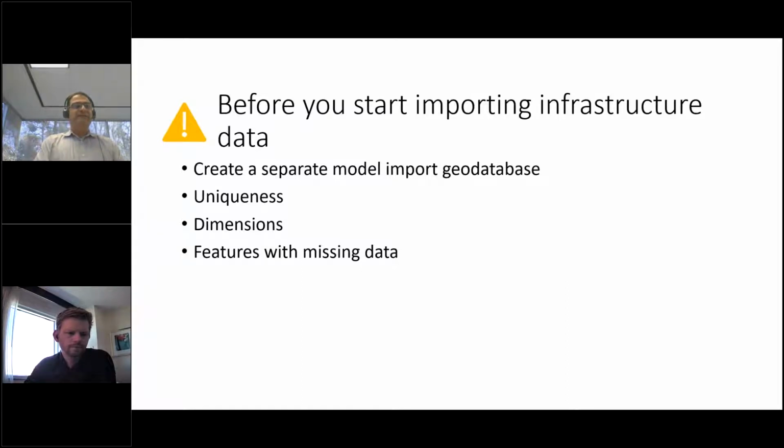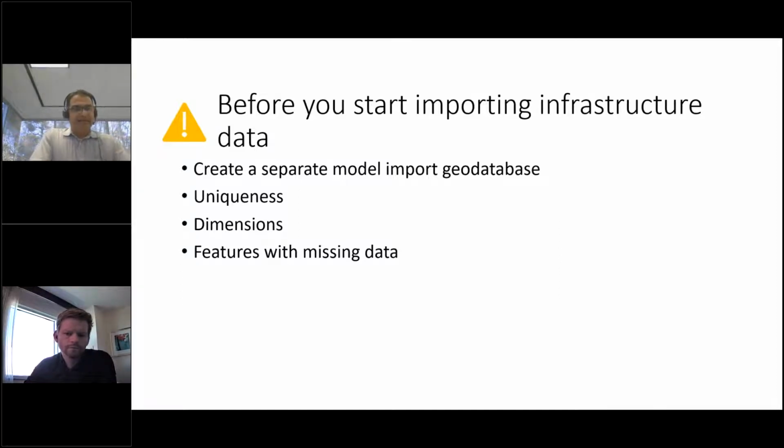Check for uniqueness. You will need the pipe ID and the manhole ID. When you import your data, you don't want to overwrite assets, and we'll see this more when we get into the GIS Gateway. But ensure you have a unique ID for your assets in each set, in terms of pipes, in terms of manholes, in terms of pumps, so when you import, you don't overwrite anything.